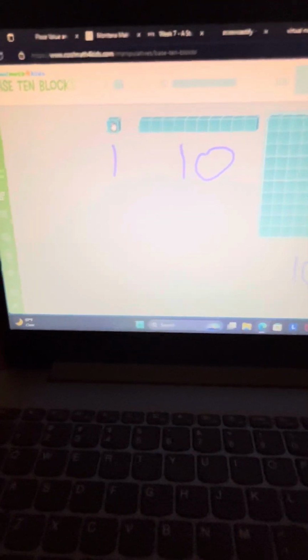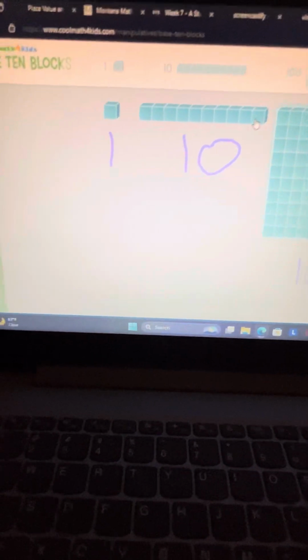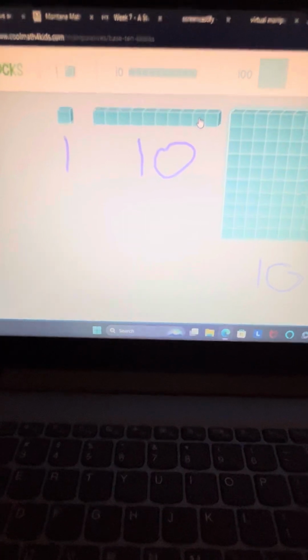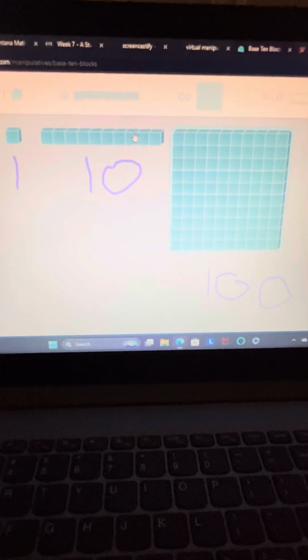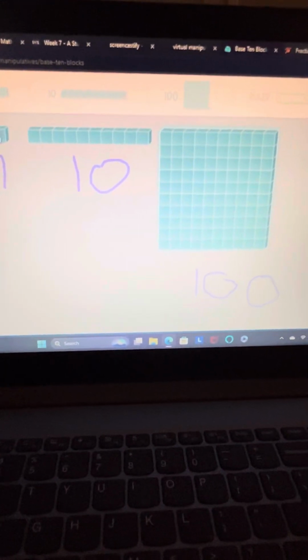So each block is 1. Each block is considered 1. I like to call them towers. Some people call them other things, but I like to call them towers. So each tower consists of 10 blocks. So right here, 10, that's how many are in one tower. So 10 of these little blocks consist of a tower.